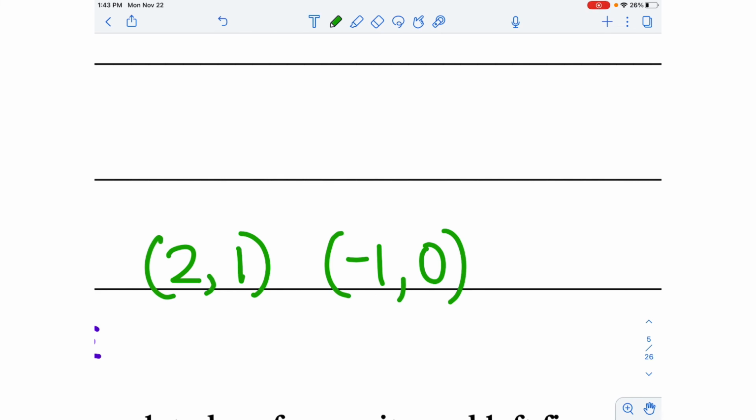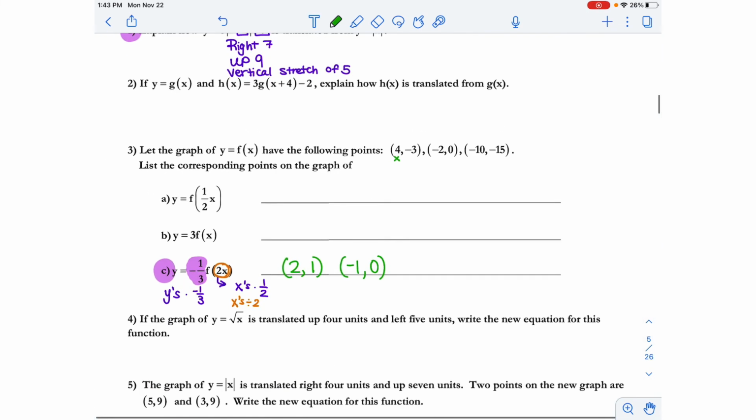Okay. All right, one more. And then I'm going to have to pause this and take care of the baby. I'll be back after that.